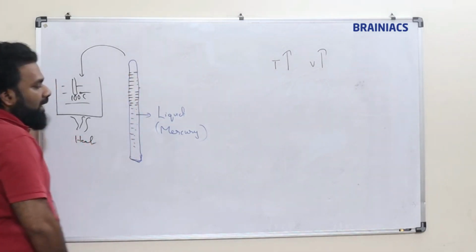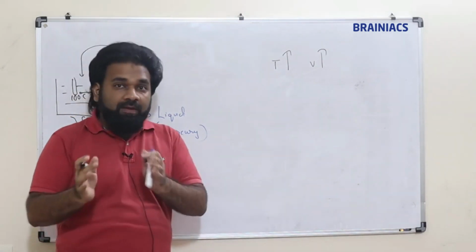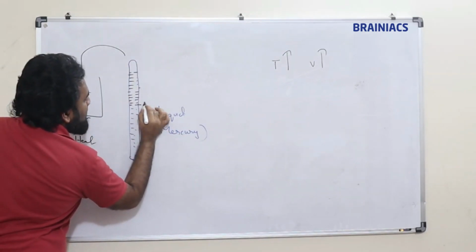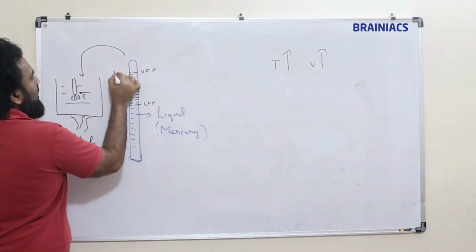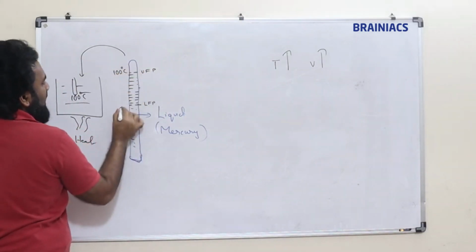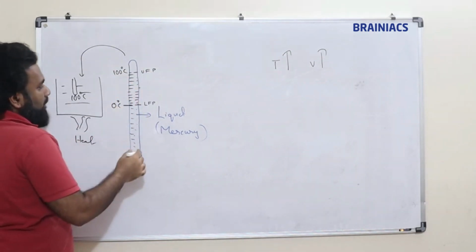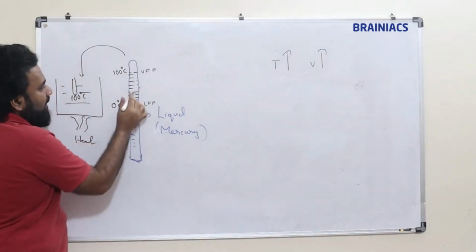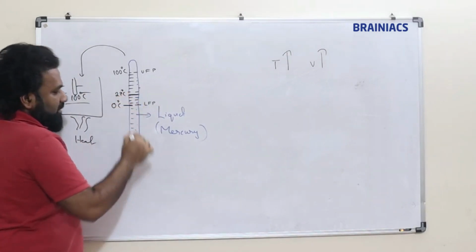Okay, so what we are doing is, we know the upper fixed point and lower fixed point while we study the scale, that we will mark here. Okay, so this is the lower fixed point and this is the upper fixed point. Say this is 100 degrees Celsius and we will mark here 0 degrees Celsius. Okay, suppose if it is at room temperature, obviously this will be somewhere here. Okay, maybe 27 degrees Celsius.